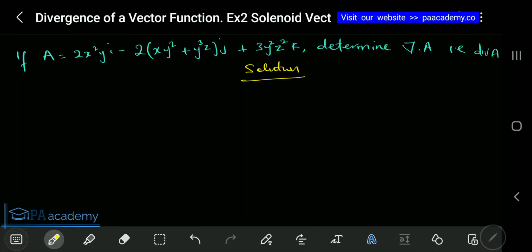So this is the second example we are going to be looking at under divergence of vector, and this is another example under solenoid vector. Exactly. So at the end of this video, you will also understand what solenoid vectors is all about. Alright, so here is the question.